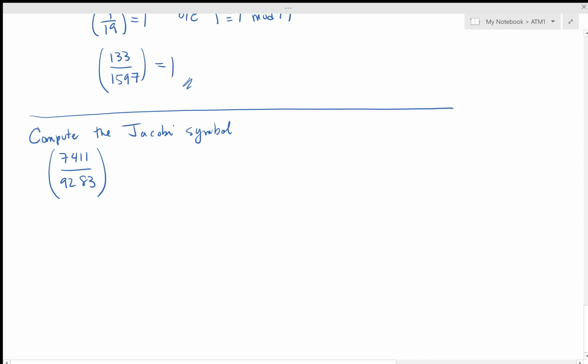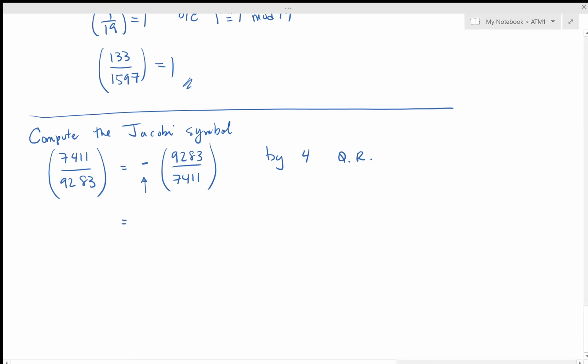Okay, I take a look at this. It is going to be minus. I'm going to flip it upside down, but you notice that minus sign is coming there: 9283 over 7411. Why? That is by property 4, quadratic reciprocity. That's because I can look at the types of the numbers and figure out that one is solvable and one is not solvable. So I can flip it, but I need to put the minus sign in this case. Take a look at the numbers carefully while we're going through this.